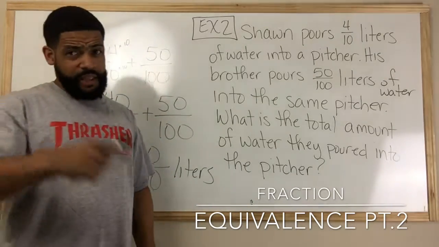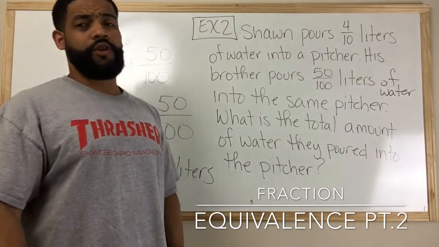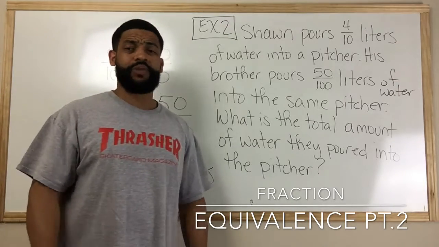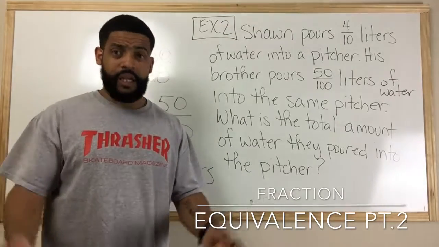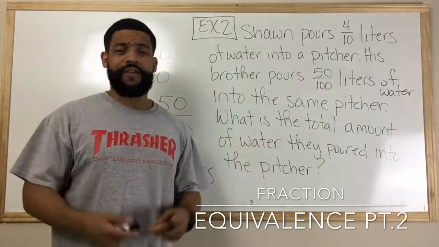So that's part 2 of converting from a denominator of 10 to a denominator of 100 and making equivalent fractions. Fractions that have the same value.